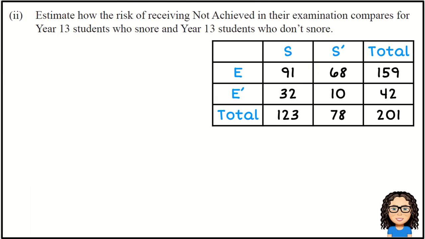So here's our question, and I've just got a little table summarising the data. I did that in the previous video if you're not sure where that comes from. The question asks us to estimate the risk of receiving not achieved in the exams. How does that compare for the Year 13 students who snore and the Year 13 students who don't snore? So it's looking at that not achieved, and we want to compare the snoring students with the not snoring students.